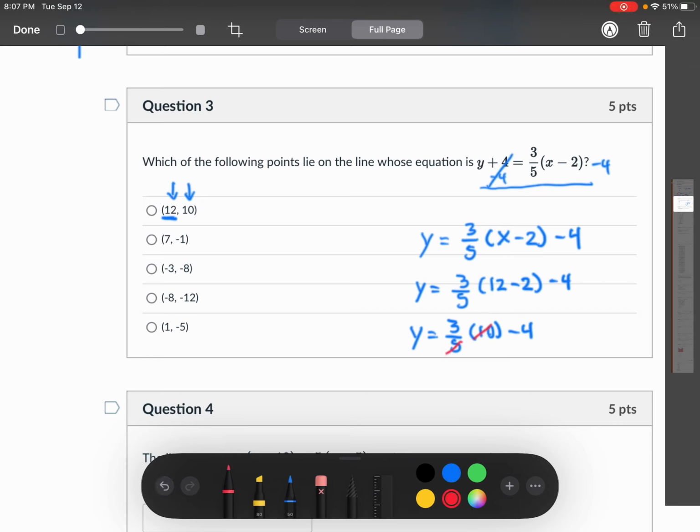I could divide those two, so I end up with 6. 3 times 2 is 6. 6 minus 4, and that's 2, which is not that number, so the answer cannot be this one, okay? So that's basically what you do until you find the one with the right answer.